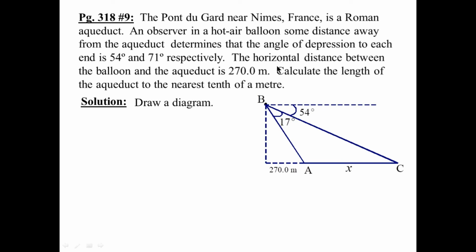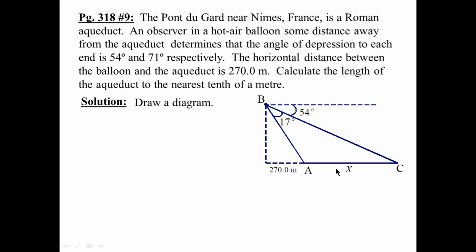And then it says the horizontal distance between the balloon and the aqueduct is 270 meters. This is the horizontal distance between the end of the aqueduct and the balloon. It's 270 meters displaced over. So that's our diagram. And I think drawing the diagram is the hardest part. We need to find the length of the aqueduct. I called that x. Let's do some math.